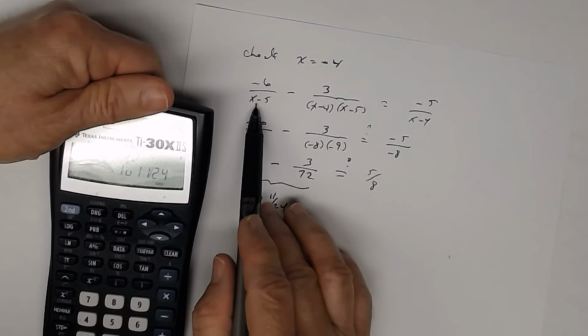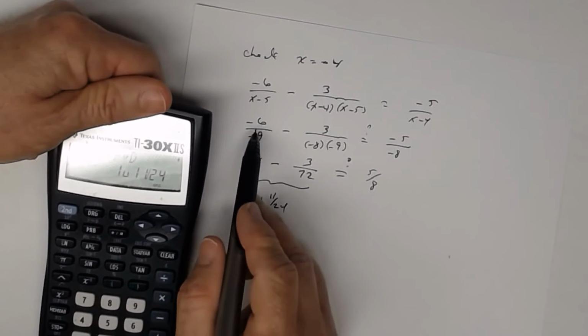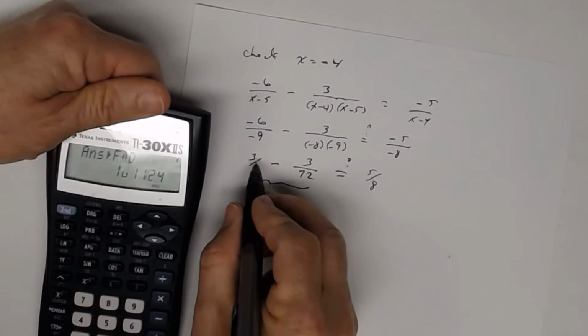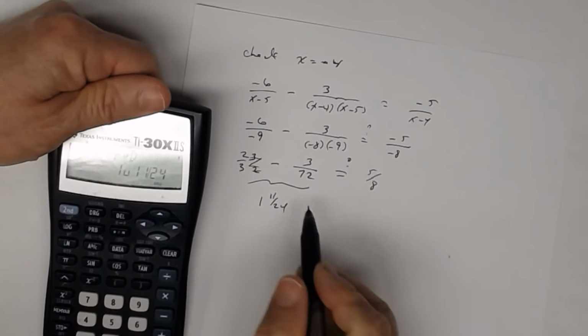Let's see. Negative. The mistake is here, so that's not 3 halves. 6/9 is 2/3, excuse me. So 2/3. And I knew I made a mistake because those are not going to be equal. All right, so let's redo this.